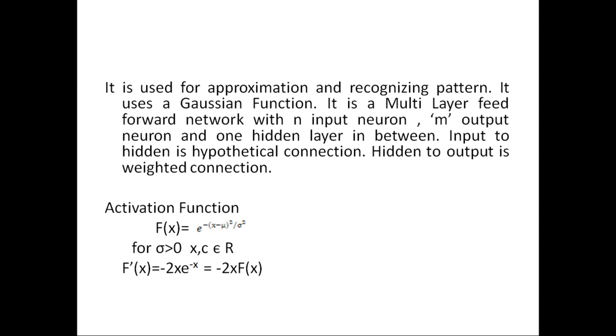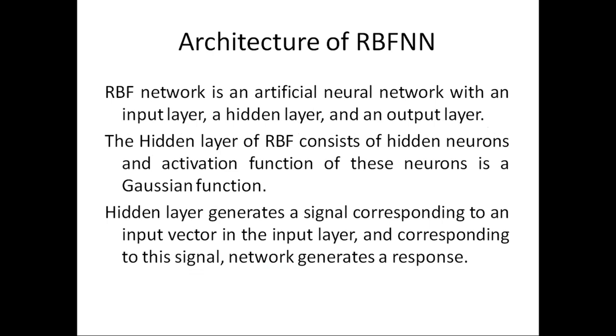Now, what is the activation function? The activation function is a Gaussian function, represented by f(x) equals e to the power minus (x minus mu) squared by sigma squared, for sigma greater than 0, and x and c belong to the set R. If you take the first order derivative, f dash of x, because of the minus x squared, there is minus twice x times e to the power minus x squared. This differentiation is equivalent to minus 2x of f(x). So, this is the mathematical background.